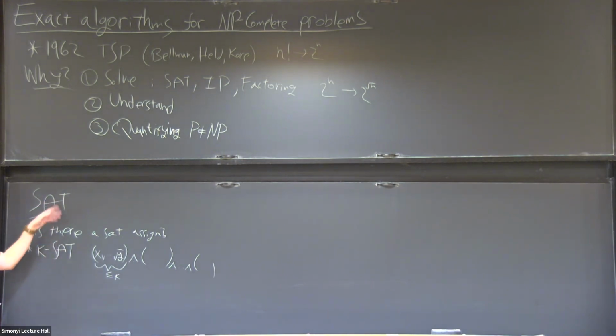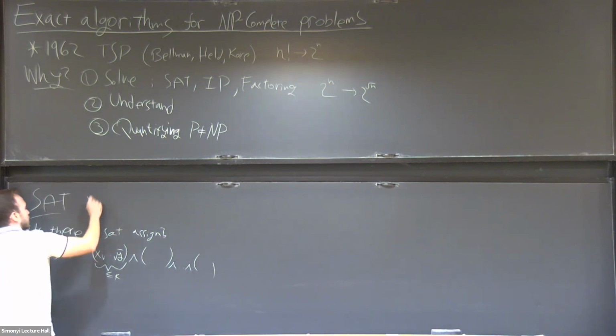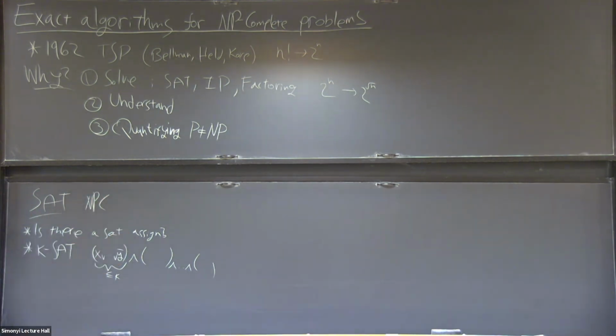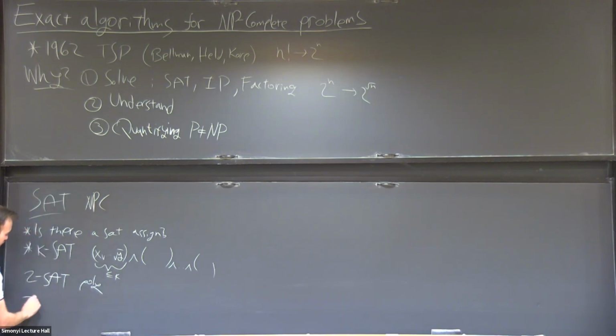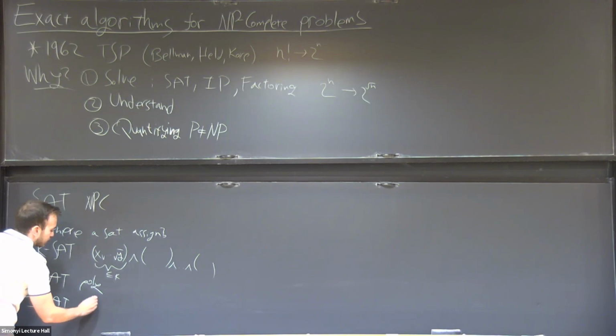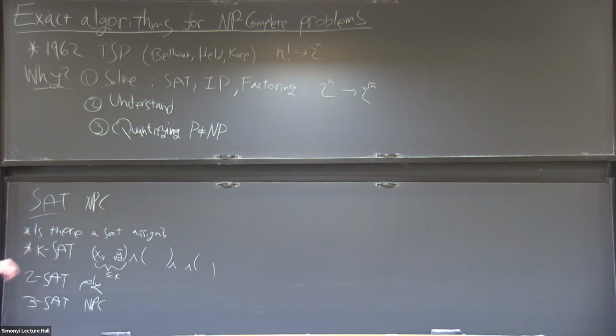So obviously SAT is NP-complete. This is the first problem we knew was NP-complete, and K-SAT is polynomial for the case of k equals 2, and then NP-complete for any larger k. So this we should all be familiar with, but now we can ask ourselves, how fast can we solve SAT? Yeah, so this is NP-complete, but still I might want to solve it.